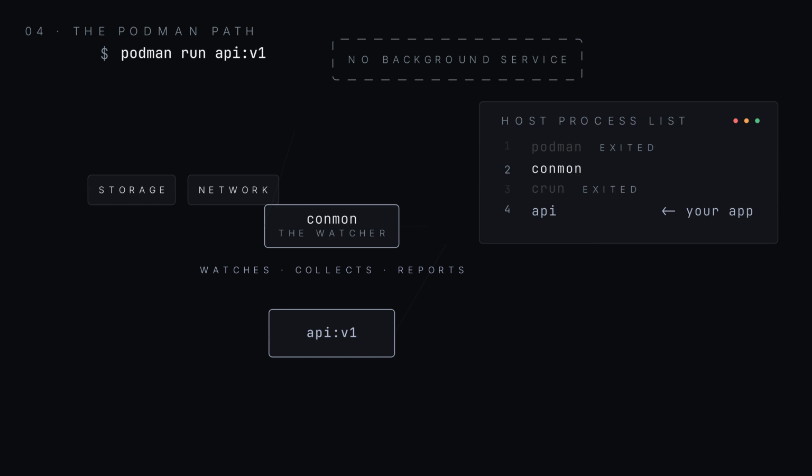The only process left behind is conmon, and its only job is to watch the container, collect its output, and report when it eventually exits. If you close your terminal, the container keeps running anyway, because conmon has already been adopted by systemd, the normal service manager already running on your Linux machine. There was never a background manager involved at any point.